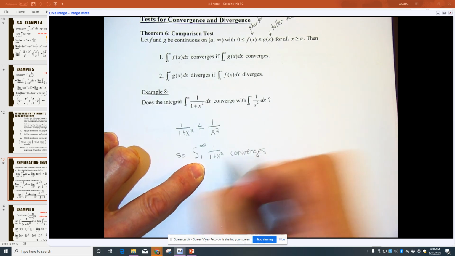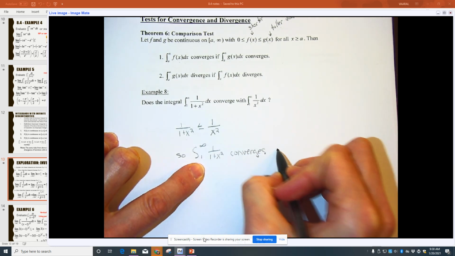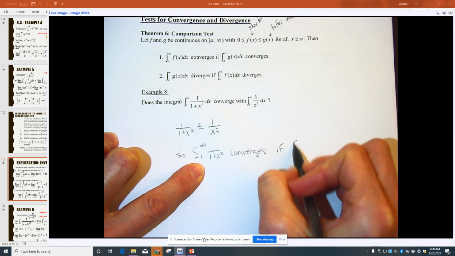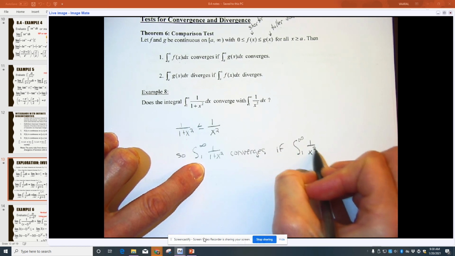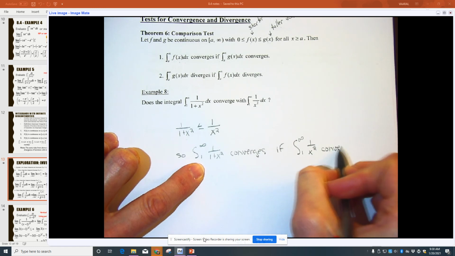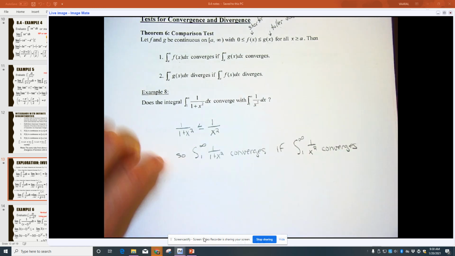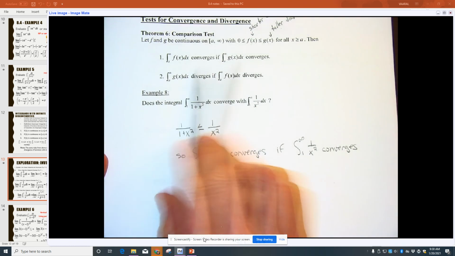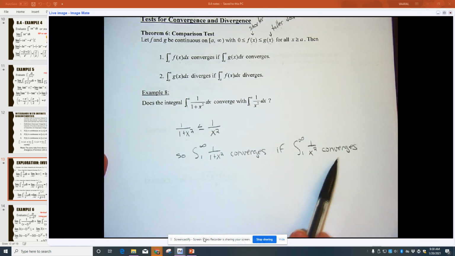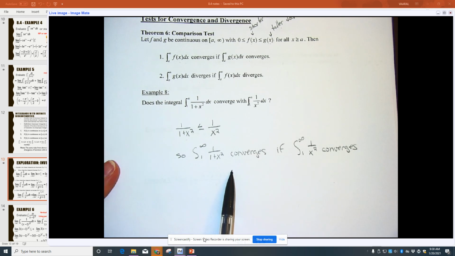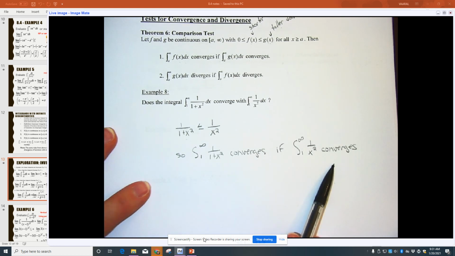the smaller one will converge if the integral from 1 to infinity of the bigger function converges. So the smaller one converges if the bigger one converges. This is our smaller one, this is our bigger one. So if this converges, this will converge. So I want to show that this converges.